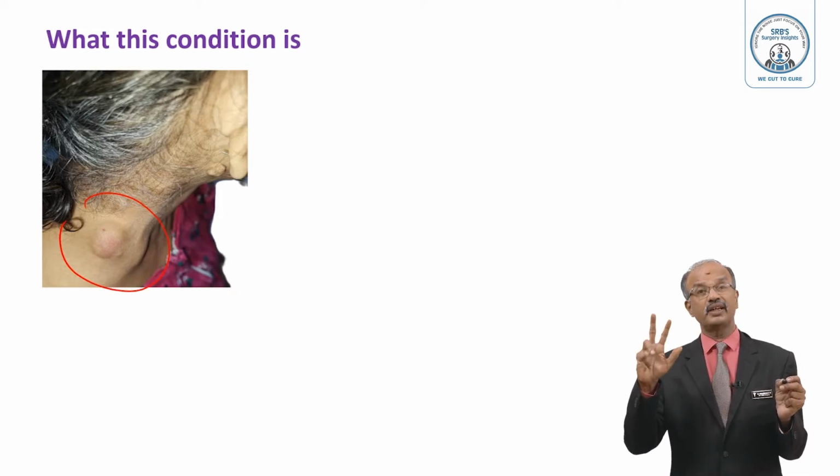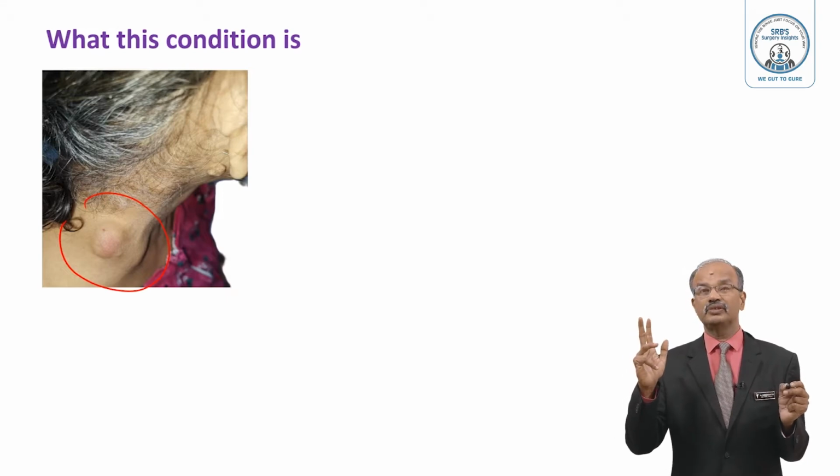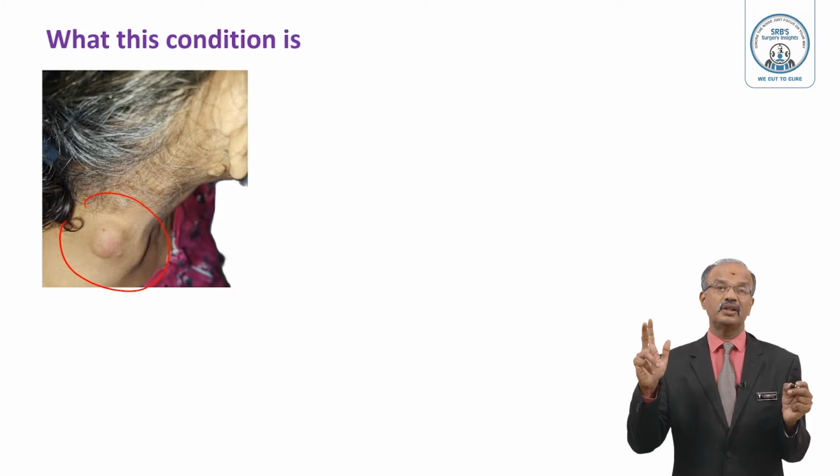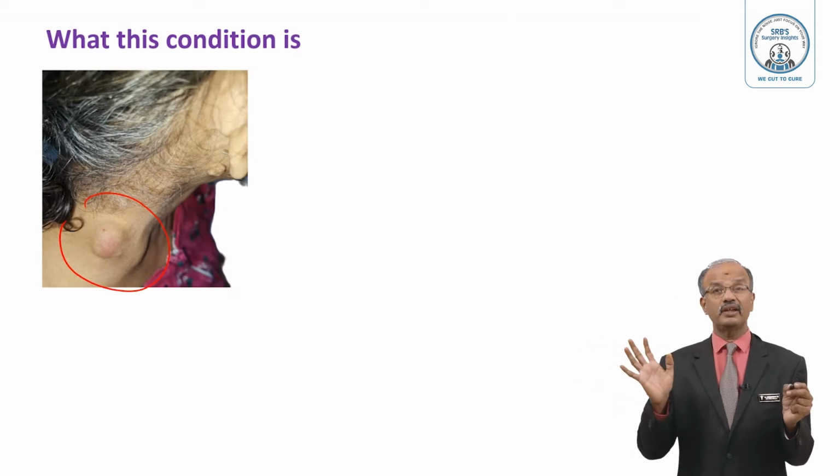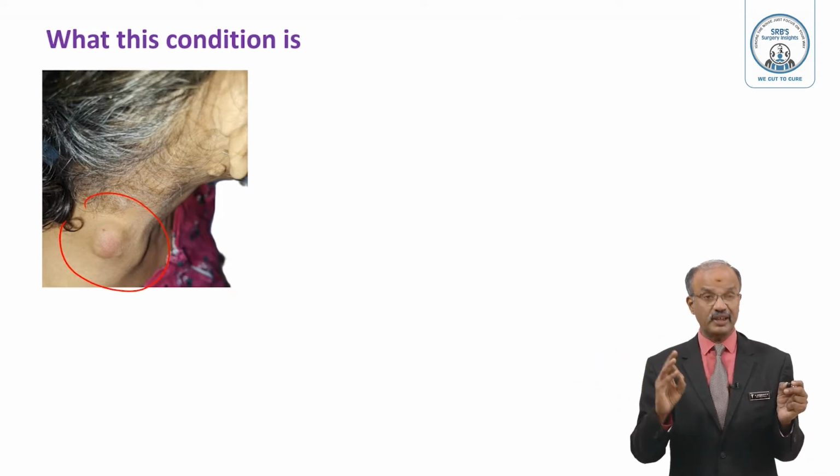The three conditions which you have to remember as common neck swelling or enlargement are, first, tuberculous lymphadenitis. Second, in the neck, lymphoma, maybe Hodgkin's lymphoma or maybe non-Hodgkin lymphoma, depending on the age. Different criteria which I am not going to discuss. So these are the conditions which you have to remember.